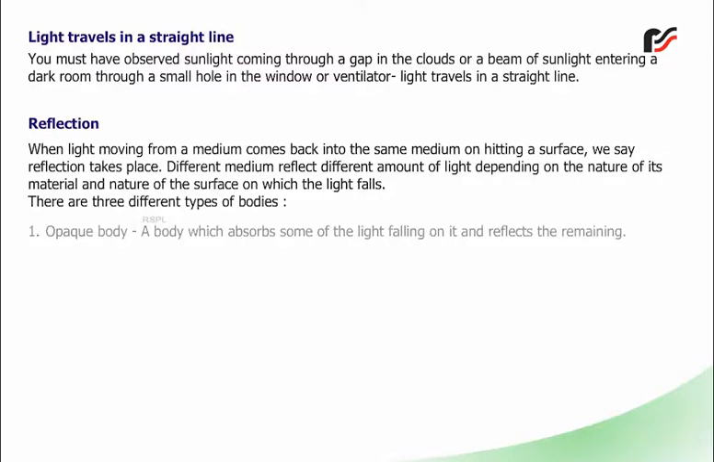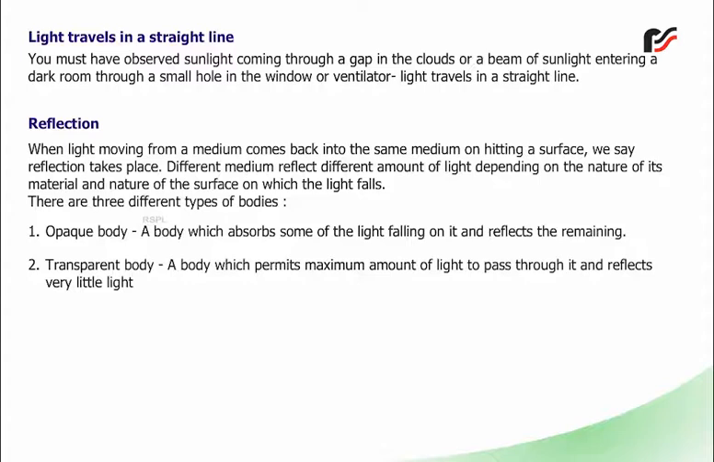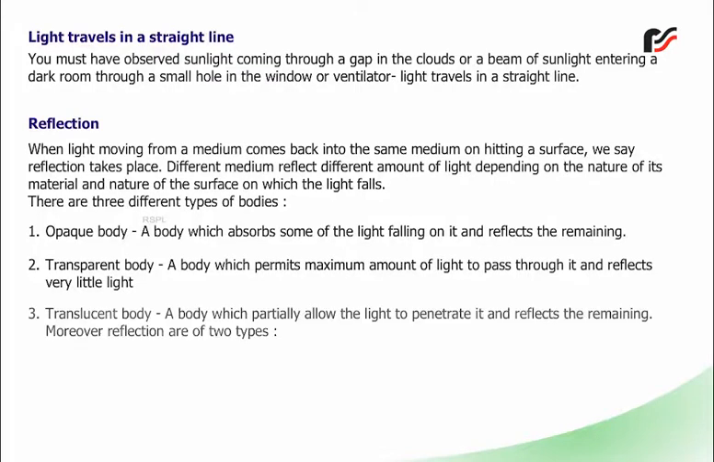There are three different types of bodies. 1. Opaque body, a body which absorbs some of the light falling on it and reflects the remaining. 2. Transparent body, a body which permits maximum amount of light to pass through it and reflects very little light. 3. Translucent body, a body which partially allows the light to penetrate it and reflects the remaining.